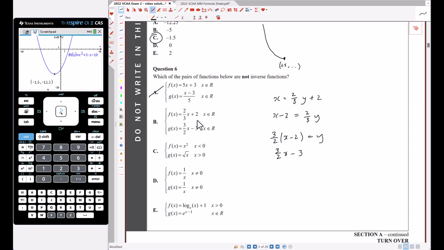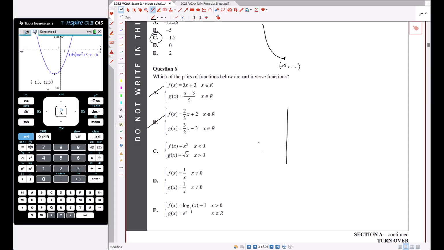Again, the range of the original linear function will be R, and so therefore the domain of the inverse function will also be R. So B is correct. They are inverse functions. Option C, the rules are definitely inverses. We just need to check the domains.